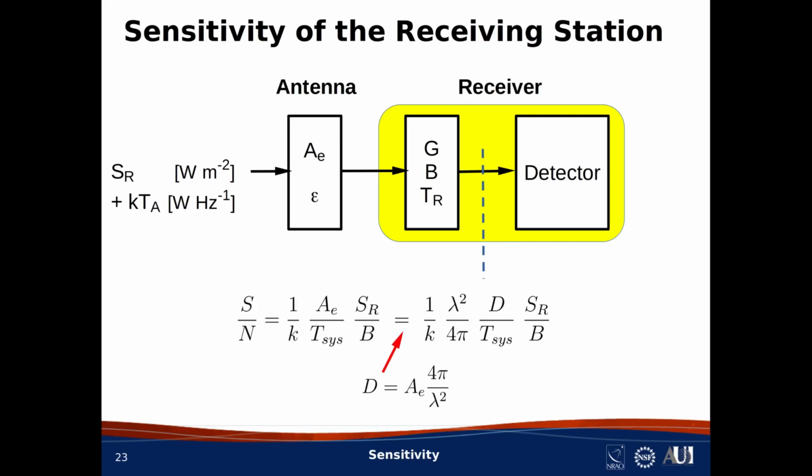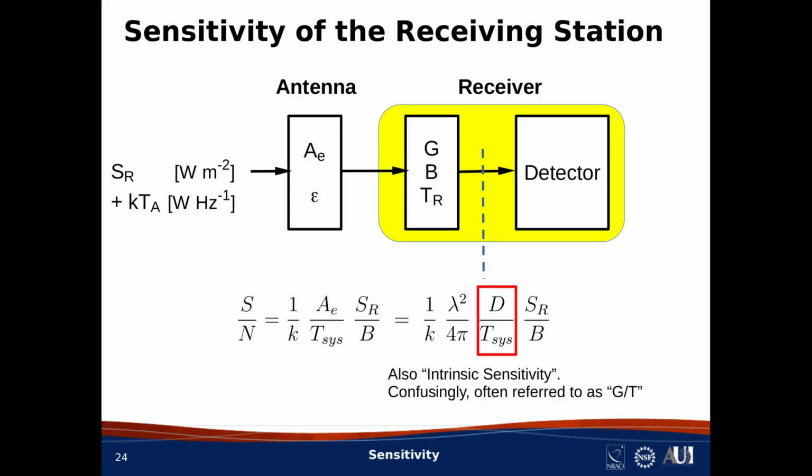Here's another way to describe the intrinsic sensitivity of a receiving station. We begin with the previous expression, but then we eliminate the effective aperture by substituting the formula for directivity in terms of effective aperture. That formula is directivity is equal to effective aperture times 4 pi divided by wavelength squared. After the substitution, we obtain the expression on the right, which is now in terms of directivity as opposed to effective aperture.